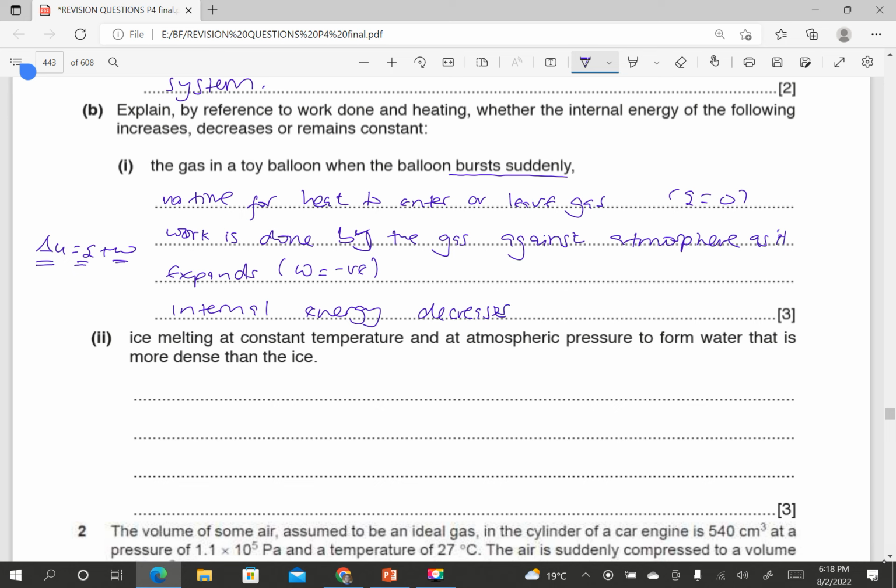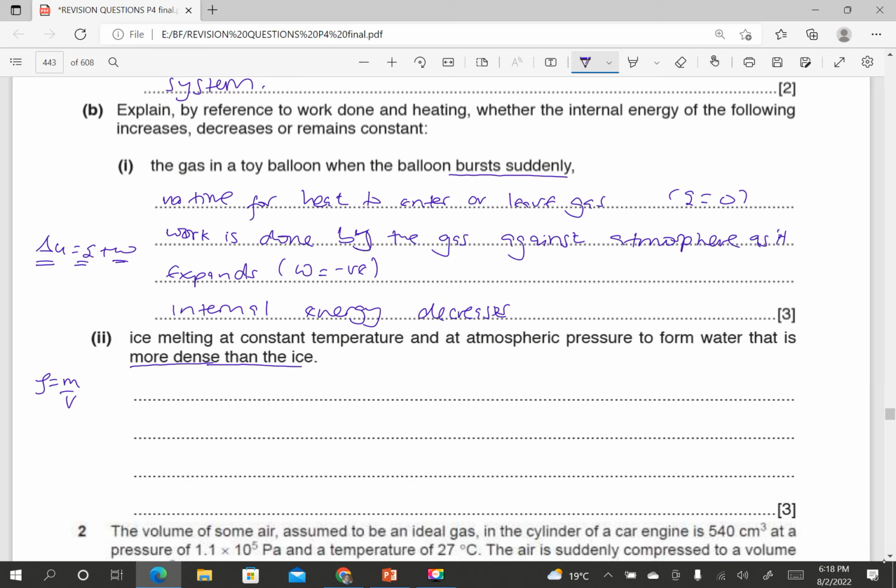Next, ice melting at constant temperature and at atmospheric pressure. Ice is melting at constant temperature and at atmospheric pressure to form water that is more dense than the ice. Density is equal to mass over volume. So what has increased then? They are telling us it is forming water which is more dense.